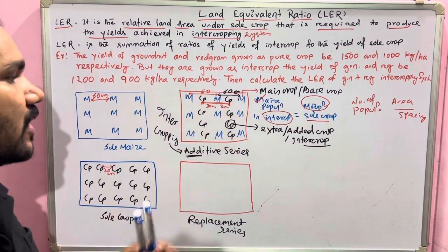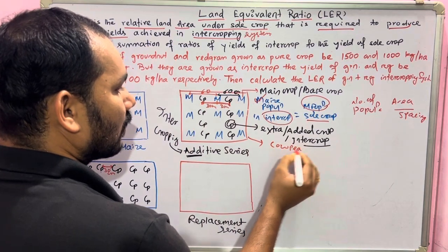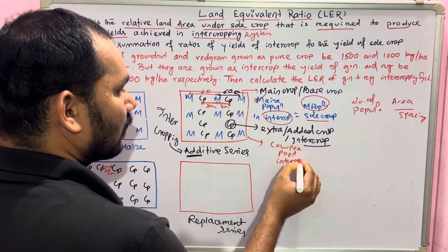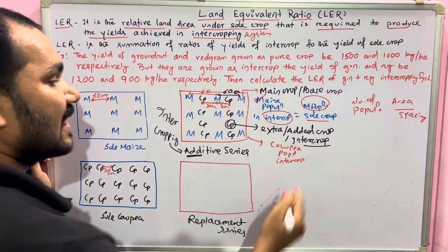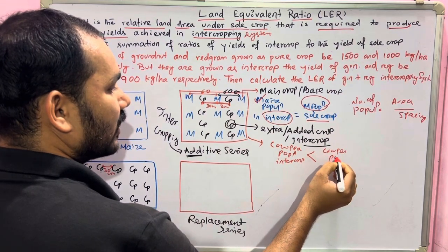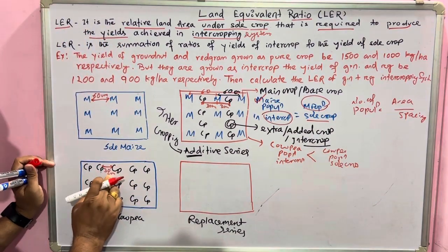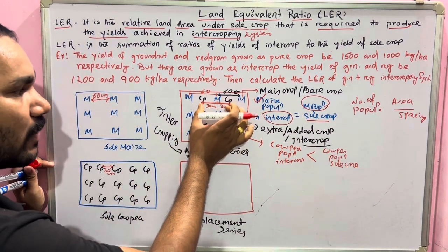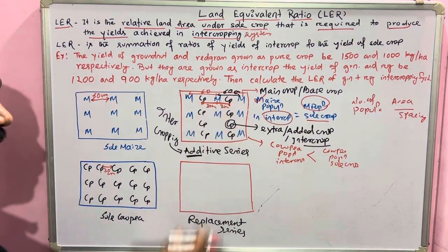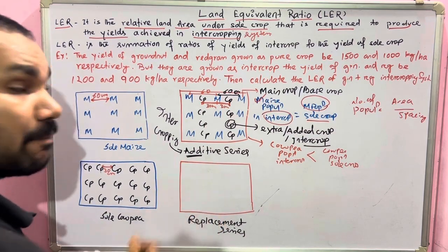But the cowpea population in intercrop is less than the cowpea population in sole crop, because the sole crop spacing is less, so the population will be more. Here the cowpea row to row spacing will be more, hence the number of cowpea plants will be less per hectare.